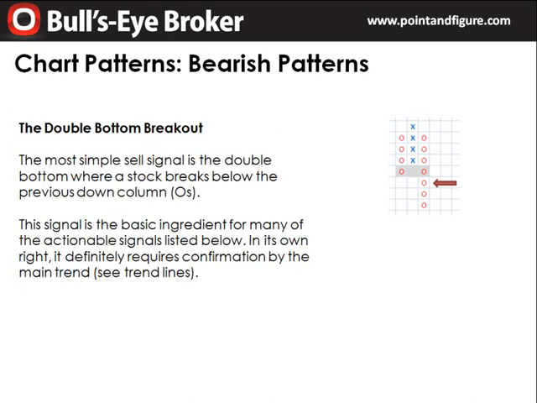Moving on to bearish patterns. The double bottom breakout. The double bottom breakout is the most simple sell signal, and when a stock breaks below the previous column of O's, you have a double bottom breakout. This signal is the basic ingredient for many of the actionable signals, which we'll talk about. In its own right, it definitely requires confirmation by the main trend.